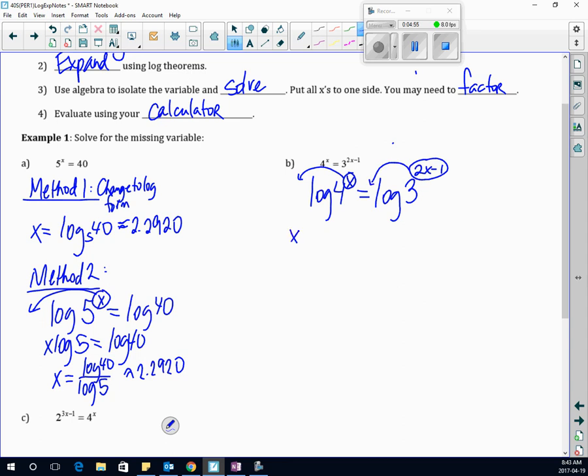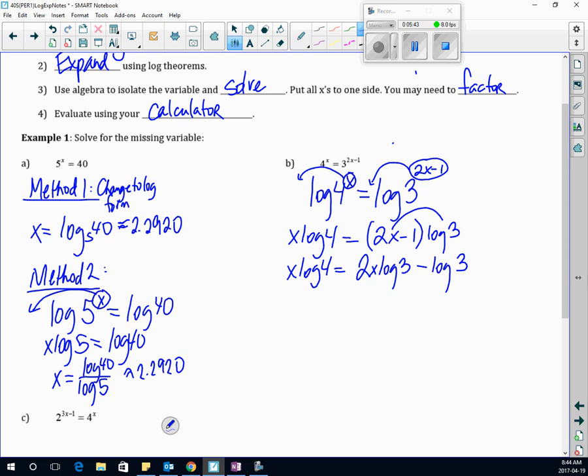So x log 4 equals, if you write it as 2x minus 1 log 3, you would lose an error code. You need to have brackets because it's the whole thing multiplied by log 3. So now this is 2x minus 1 times essentially this whole log 3, right? So I'm going to multiply that in because I need to get the x's on one side. So x log 4 equals, what's 2x times log 3? 2x log 3. What's minus 1 times log 3? Minus log 3. Does everybody see what I did there?